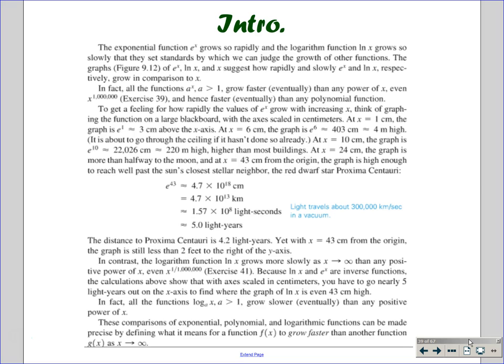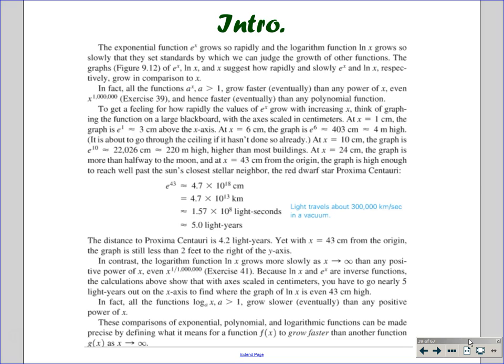To get a feeling for how rapidly the values of e to the x grow with increasing x, think of graphing the function on a large blackboard, with the axes scaled in centimeters. At x equals 1 centimeter, the graph is e to the 1, around 3 centimeters above the x-axis. At x equals 6, the graph is e to the 6, around 403 centimeters, or around 4 meters high. It is about to go through the ceiling if it hasn't done so already. At x equals 10 centimeters, the graph is e to the 10, around 22,026 centimeters, or around 220 meters high, higher than most buildings.